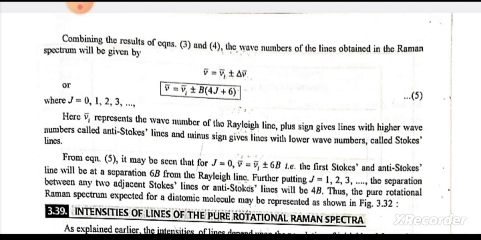From equation 5, it may be seen that for J is equal to 0, v bar is equal to v i bar plus or minus 6B. That is, the first Stokes and anti-Stokes lines will be at a separation of 6B from the Rayleigh line. Further, putting J is equal to 1, 2, 3, the separation between any two adjacent Stokes lines or anti-Stokes lines will be 4B. Thus, the pure rotational Raman spectrum expected for a diatomic molecule may be represented in figure 3.32.